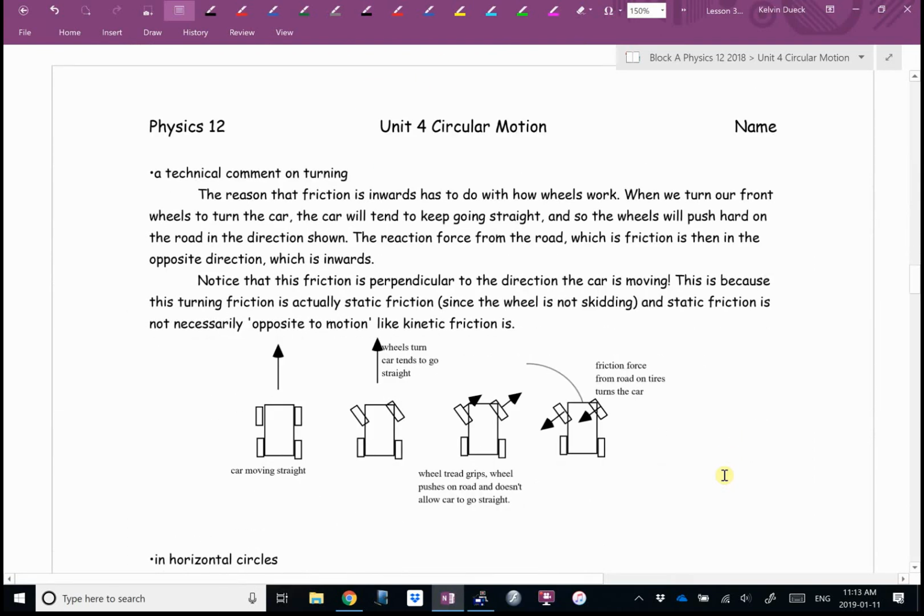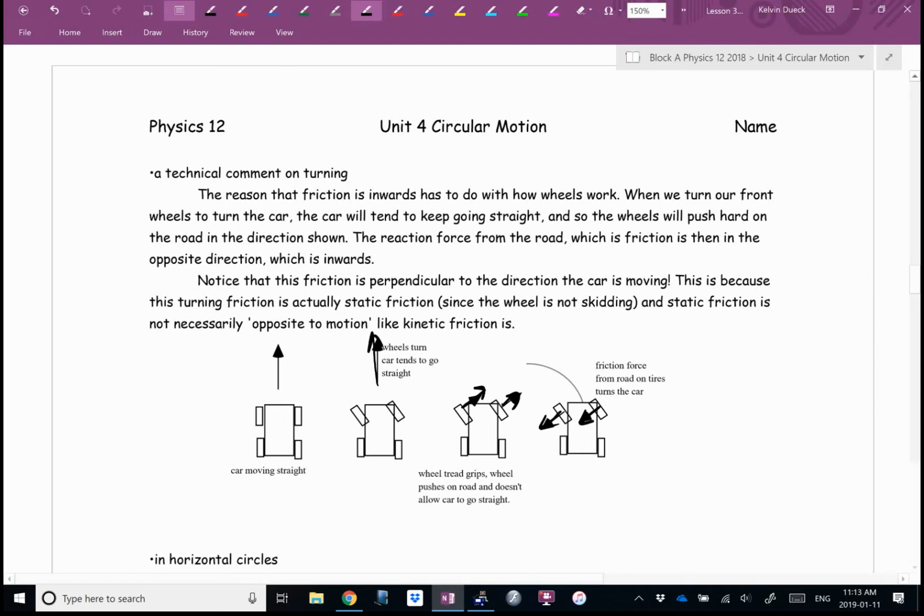So a little technical comment on turning. The reason that friction is inwards has to do with how wheels work. When we turn our front wheels to turn the car, Newton's first law kicks in. The car wants to keep going straight. The tread of the tires applies a force to the road at that angle towards the outside of the circle. Forces come in pairs. So the tires apply a force on the road. The road friction applies a force on the car inwards. And we're only looking at the force on the car. It is true there is an outwards force, but it's not on the object that's going in a circle. It's on the object that's pushing me in a circle.